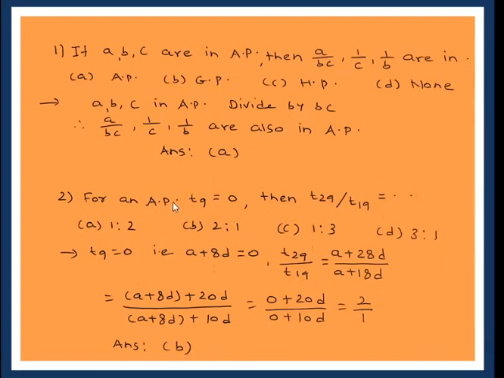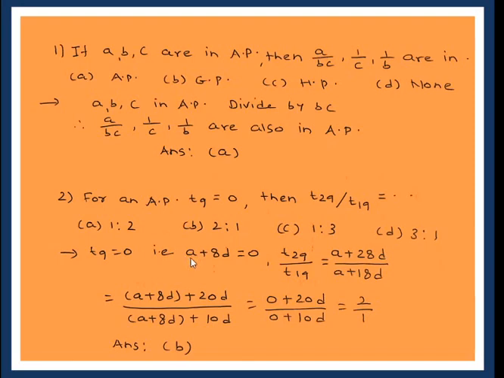Next one, for an AP, ninth term is 0 and we are asked to find the ratio of 29th to 19th terms. What is the formula for nth term of an AP? It is a plus n minus 1 into d. Now T9 is given to be 0. So that gives me a plus 8d equal to 0. Now for this ratio, what is T29? a plus 28d. T19, a plus 18d.